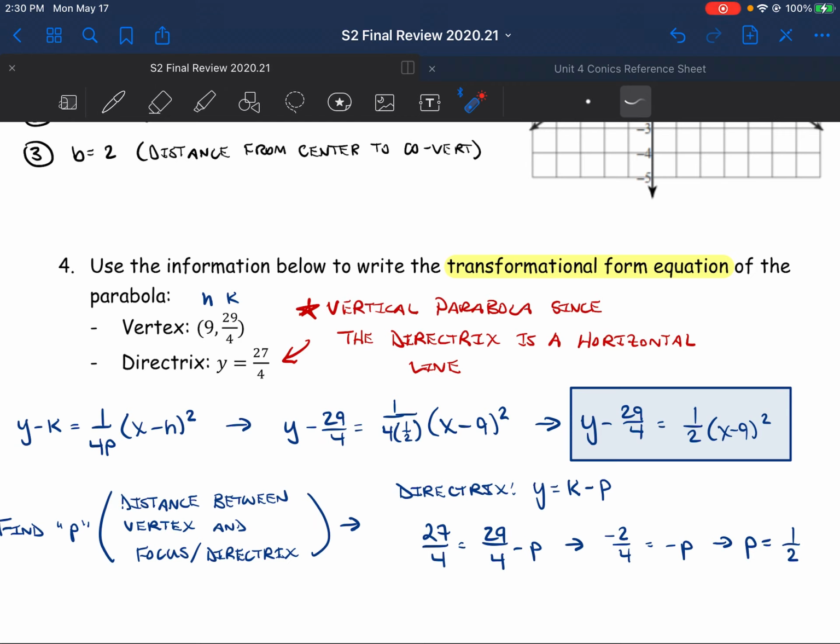Use the information below to write the transformational form equation of the parabola. We have a vertex (9, 29/4), and we have a directrix at y equals 27/4. A couple things that jump out to me immediately. The directrix is always going to be either a horizontal or vertical line. Y equals 27/4 is a horizontal line through 27 over 4.